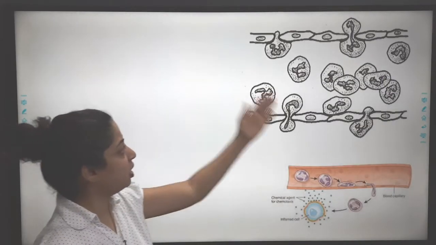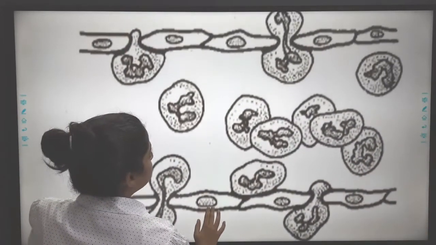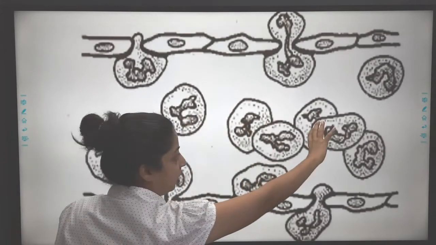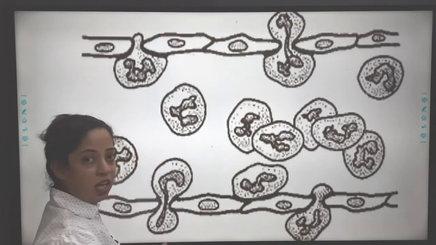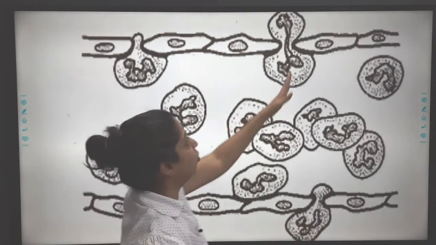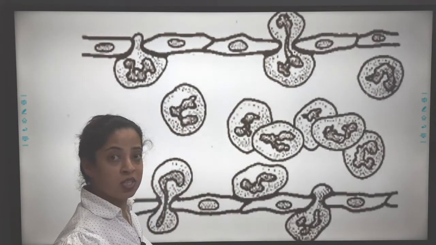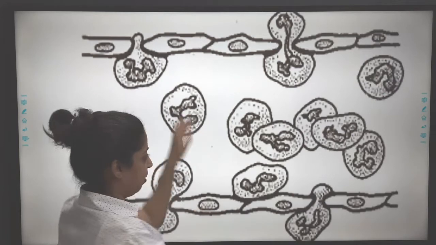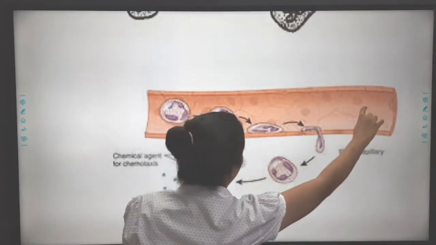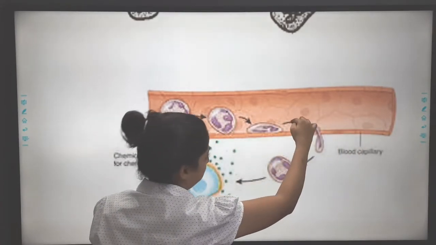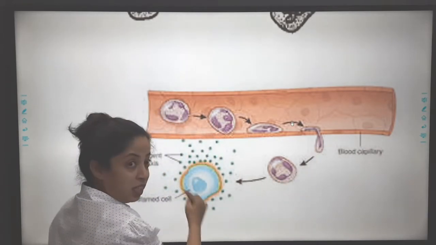Here you can see a process known as diapedesis. Here you can see that this is a blood capillary and this WBC is able to ooze out of it. So wherever they are required, they can move out of the blood capillary and go to the tissues. This process is known as diapedesis. I have given you one more diagram. So these are the blood capillaries and these are the WBCs which are able to squeeze out of the blood capillaries and go to the tissues wherever it is required.